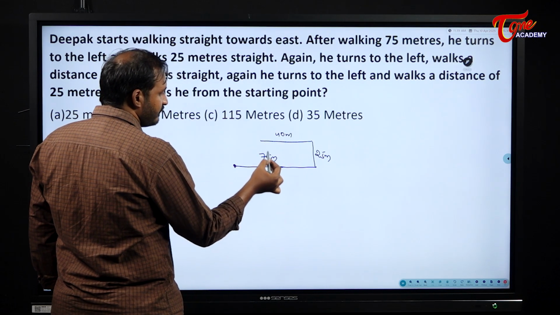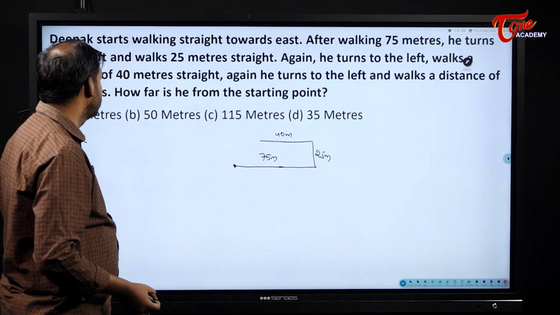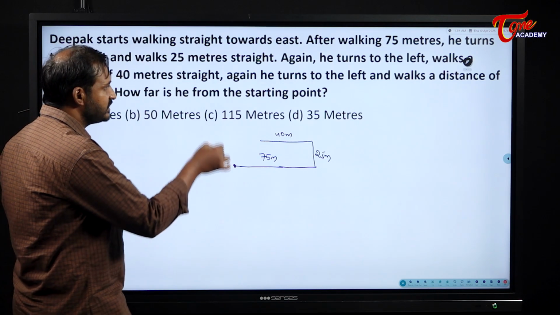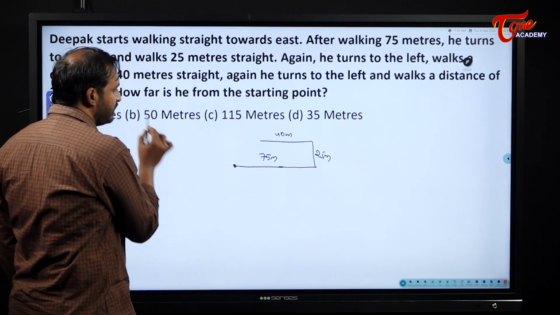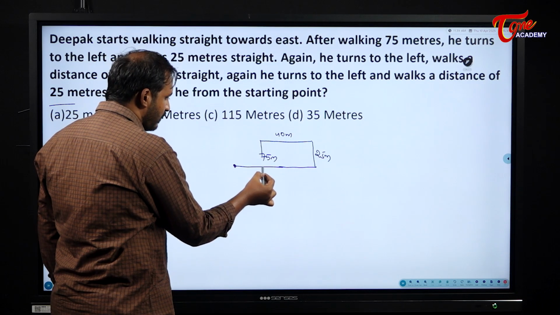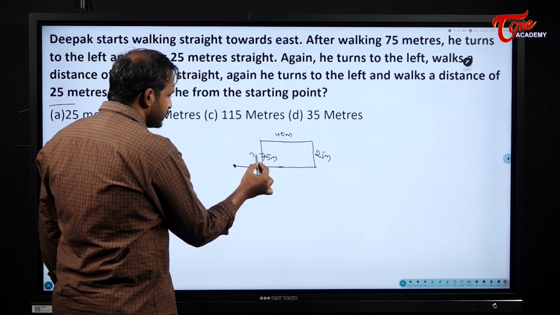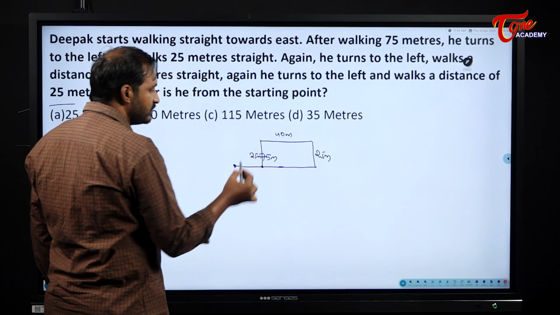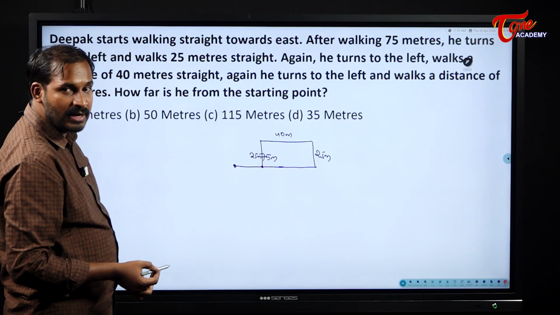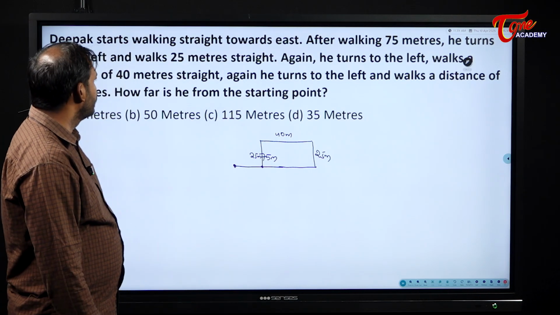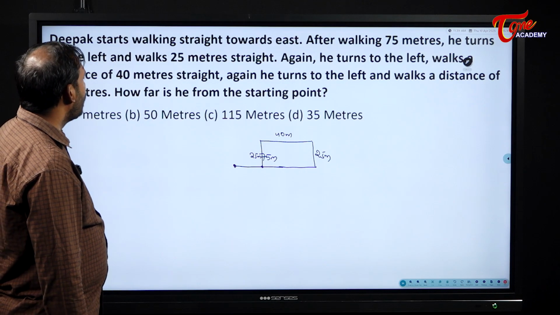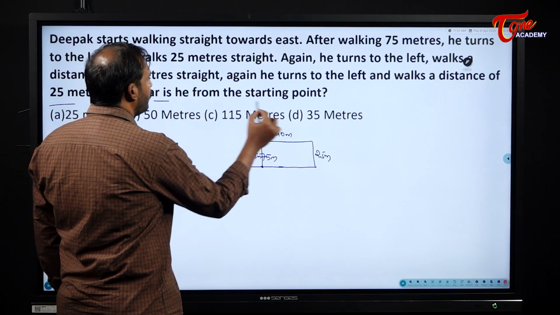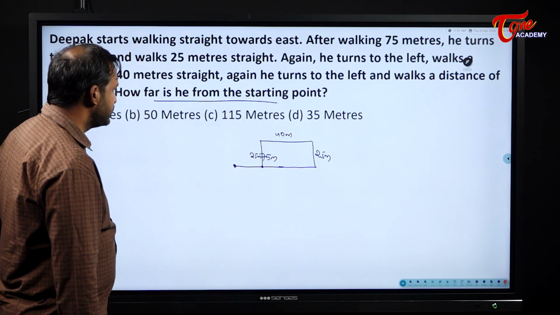See, this is 75 initially, now he just walked 40 meters. Okay, again turns to the left means downward and walks a distance of 25 meters. That means once again he walked a distance of 25 meters. So see here, students, if this is 25, this also 25 means now once again he came back to the starting line only. Okay. How far is he from the starting point? This is the question for us.